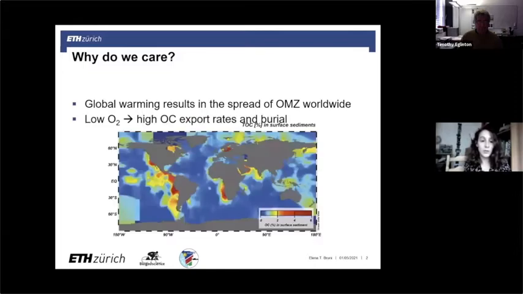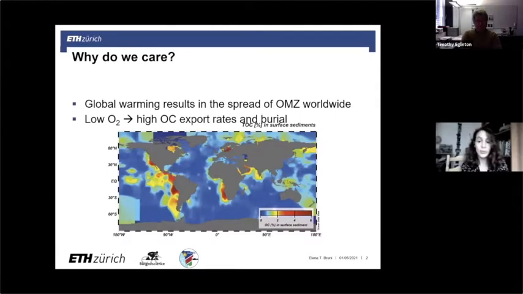Also, low oxygen concentrations will result in a high export of organic carbon, and thus also a drawdown of oxygen in the bottom water column. Sinking organic matter represents one of the major nutrient sources for marine organisms. Its increased availability not only results in a possible overproduction, but also has a positive feedback on the decreasing oxygen concentrations.